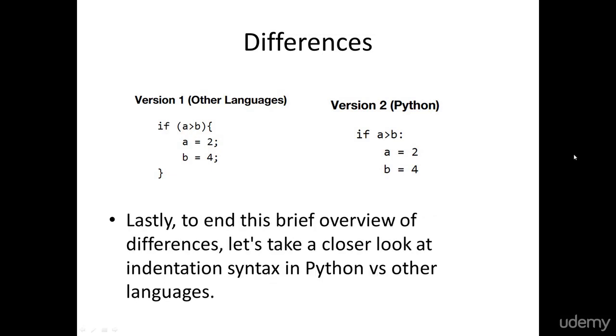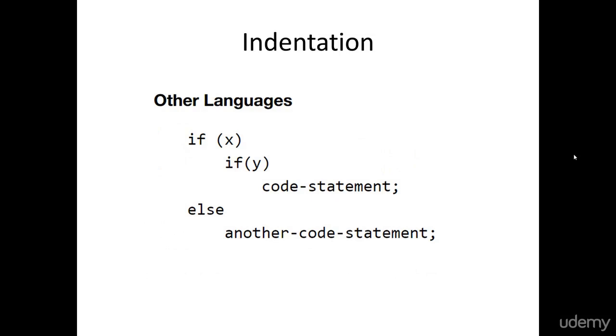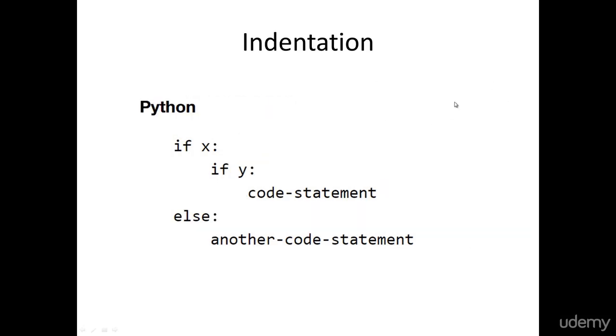And lastly, to end this brief overview of the differences, let's take a closer look at the indentation syntax in Python versus other languages. In other languages, you might have syntax that looks like this: if parentheses x, if parentheses y, you'll have a code statement and a semicolon, else, another code statement, semicolon. But in Python, you have this very clear structure that's driven by code indentation and the use of white space and these colons. That means code readability is a really core part of the design of the Python language.